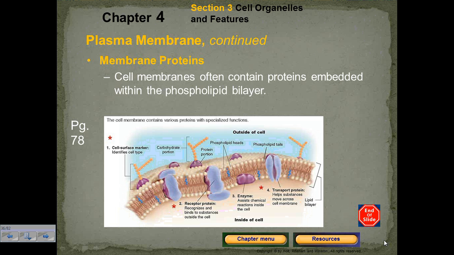Now, the transport proteins, no. But yeah, transport proteins are going to help substances across, like things that are too big to fit between these phospholipids. Like glucose, it's too big to fit right through those. So it's got to go through one of these transport proteins, one of these little tunnels or channels, like the Panama Canal, which connects one body of water to another. You know what I'm saying? So it's kind of like that.